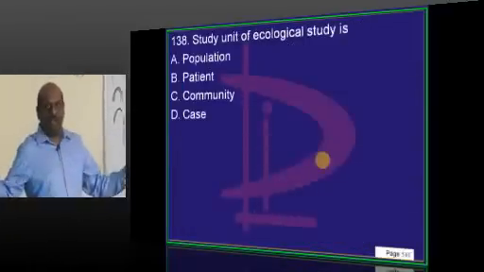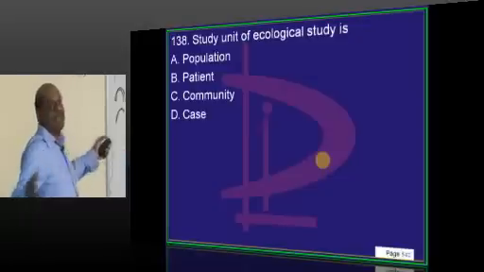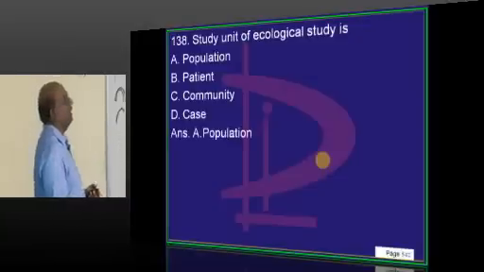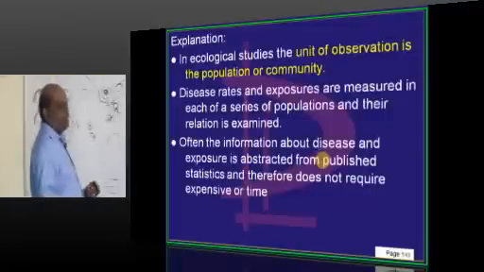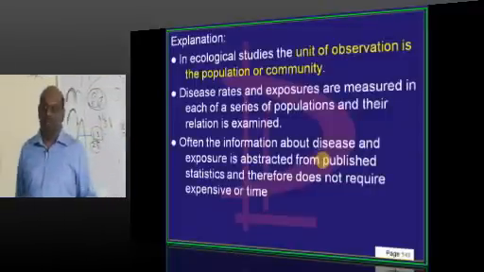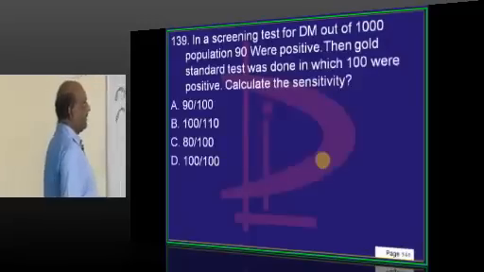The study unit of an ecological study is a population. The unit of observation is a community or a population in the case of ecological studies.